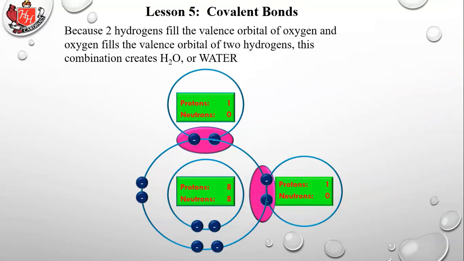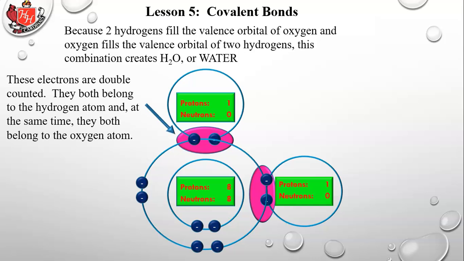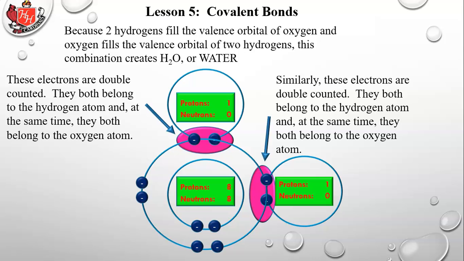Because 2 hydrogens fill the valence orbital of oxygen and oxygen fills the valence orbital of 2 hydrogens, this combination creates H2O, or water. These electrons are double counted. They both belong to the hydrogen atom, and at the same time, they both belong to the oxygen atom. Similarly, these electrons over on the right in the purple are double counted. They both belong to the hydrogen atom, and at the same time, they both belong to the oxygen atom.